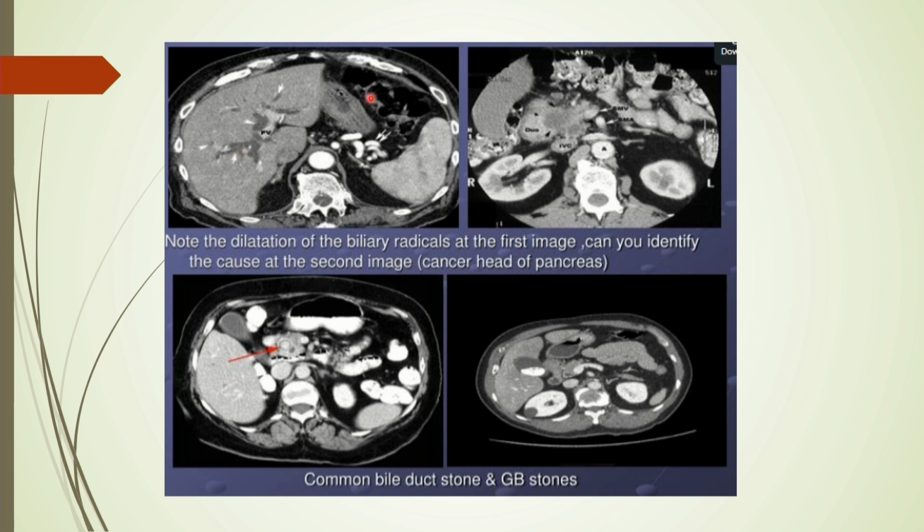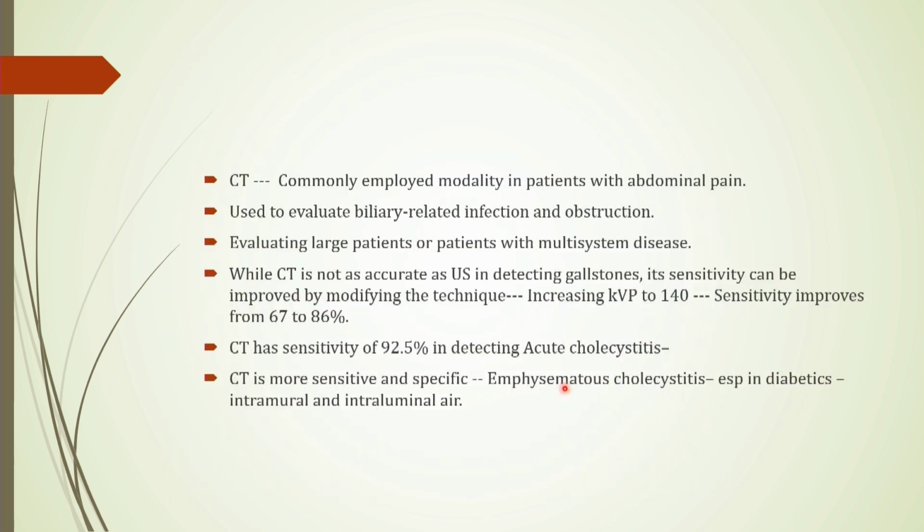Various CT images showing dilatation of intrahepatic bile ducts with the cause of obstruction at the region of the pancreatic head. We can see here a hyperdense calculus in the distal CBD and a hyperdense calculus within the gallbladder lumen. It is a commonly employed modality in patients with abdominal pain. It is used to evaluate biliary-related infection and obstruction. CT is not very accurate in detecting gallstones. However, its sensitivity can be increased by increasing the kVp to 140. It is very accurate in diagnosis of acute cholecystitis and emphysematous cholecystitis, especially in patients with diabetes.